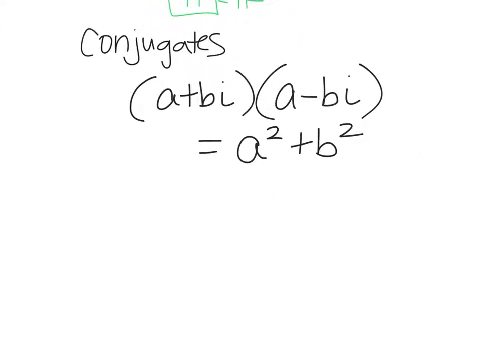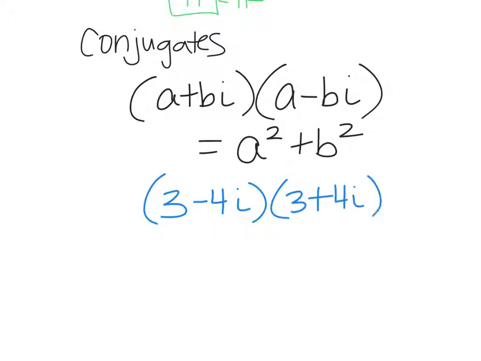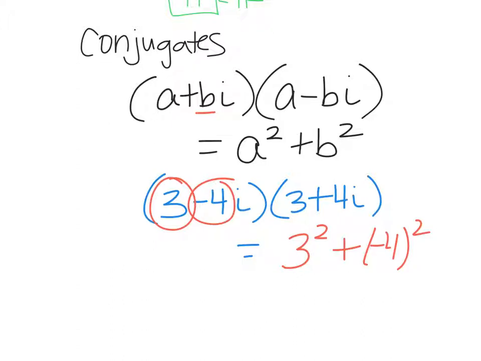Okay, so let's see if you can do the shortcut. Let's say I have 3 minus 4i times 3 plus 4i. Let's find out what the answer is here. Well, the shortcut says to take a squared. What's a? A is 3. 3 squared, plus b squared. What's b? B is negative 4 or positive 4, doesn't matter. And when I square this out, I get 9 plus 16 equals 25. That's the shortcut.